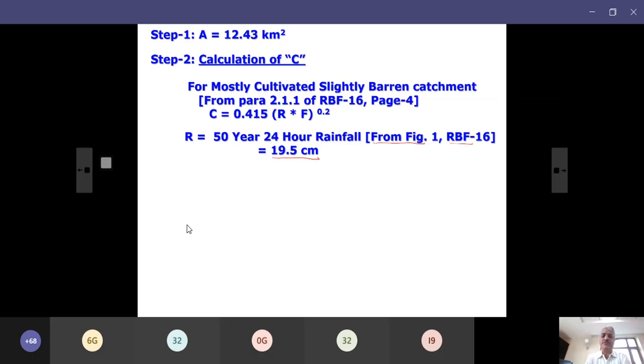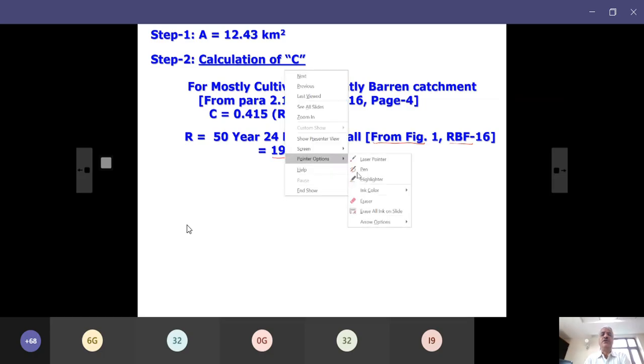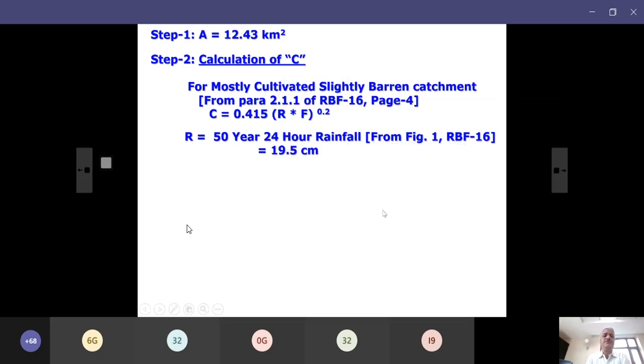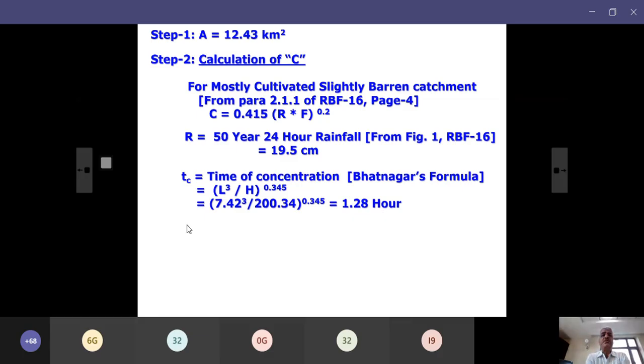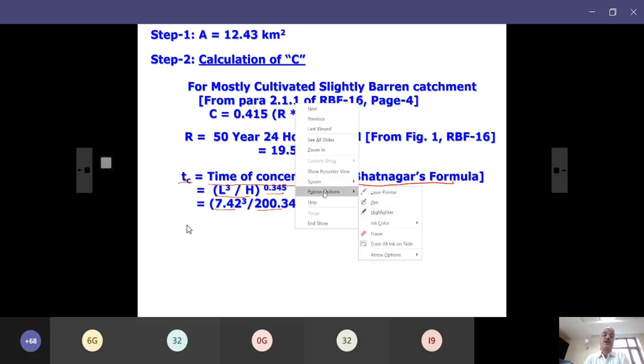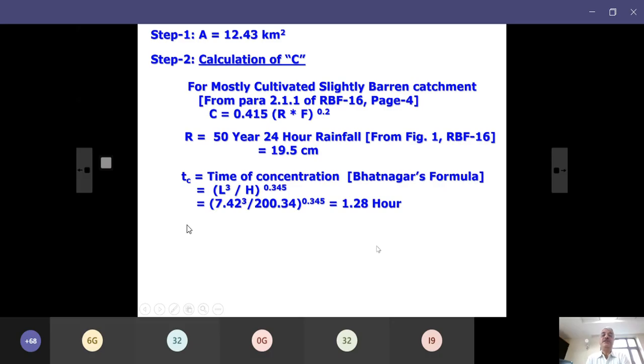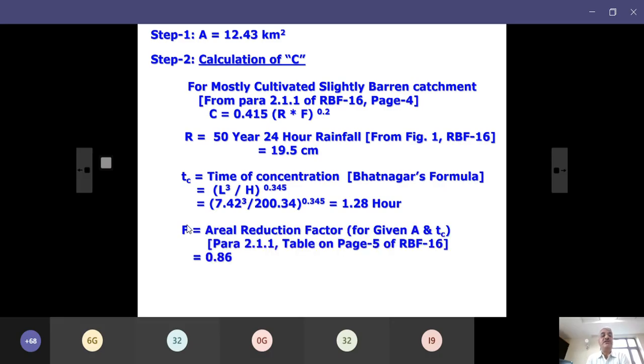You have to read from this figure 1. This is how this value will come out. It is between the 19 and 20 contour. Then TC, time of concentration. This is not in West Coast, not a very small length. So we will use the Bhatnagar formula, L cube by H to the power 0.345. This is L, this is H, and the value is 1.28 hours. So the time of concentration for this is 1.28 hours.